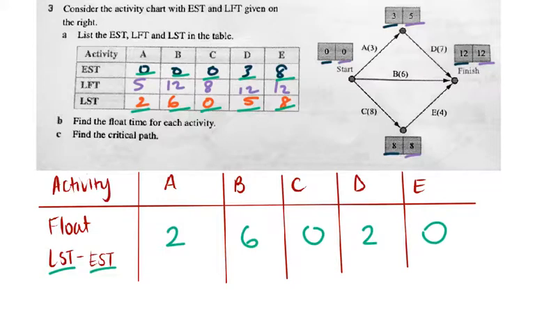So again, the float times of 0 tell me which is the critical path. So for this particular activity chart, we go from start to C to E. So our critical path for this particular activity chart is CE.